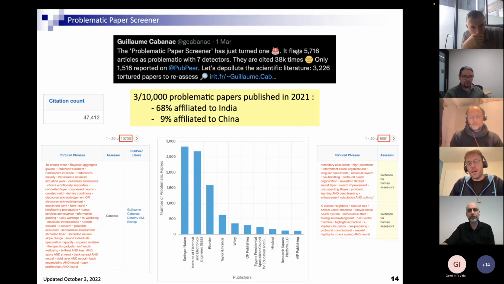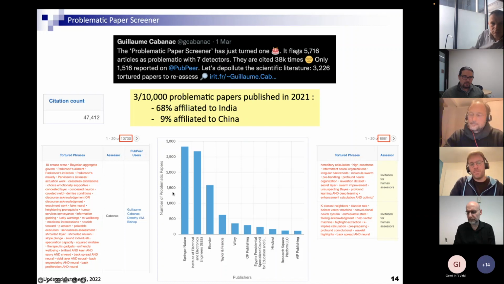Well, we found that there are 3 papers every 10,000 papers that contain tortured phrases in 2021. Regarding the affiliations, India comes first and then China. We need a caveat here. Most of the research in these countries is of top quality, of course. So we shouldn't overgeneralize these findings, but yet.